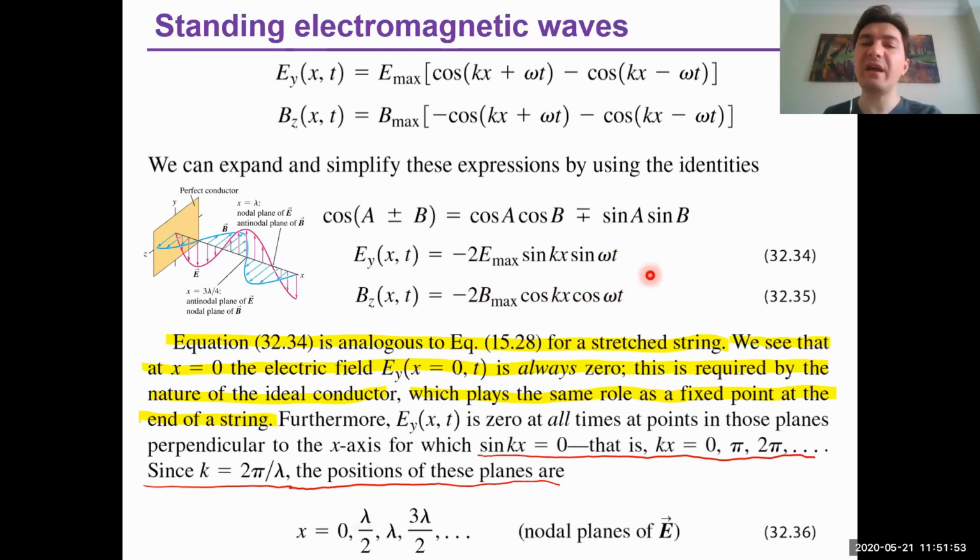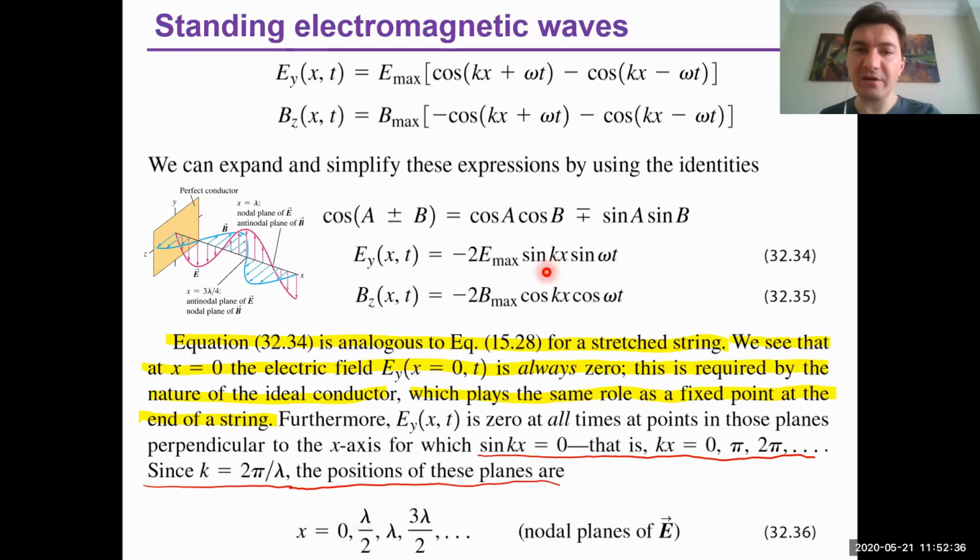cos ωt. What we have here are the electric field and magnetic field components of the standing electromagnetic wave. Okay, here it is oscillating with that frequency and changes as a function of time and x. So the y component of the electric field changes by time and changes by position, and the z component of the magnetic field changes by time and changes by position.